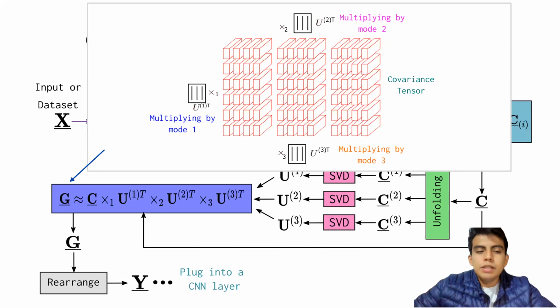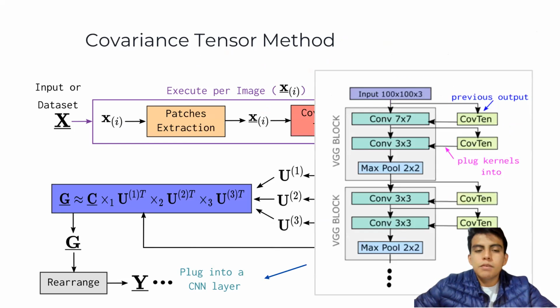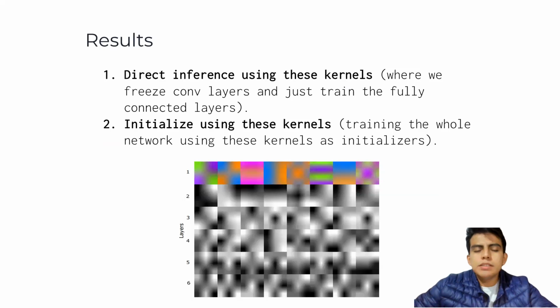The core tensor encapsulates some relevant features of our dataset, so we propose to rearrange these features into block-wise kernels. Finally, we plug our kernels into convolutional layers for classification tasks. The results were some kernels which could be used for different applications. We particularly evaluate two applications: direct inference using these kernels and initialization using these kernels.